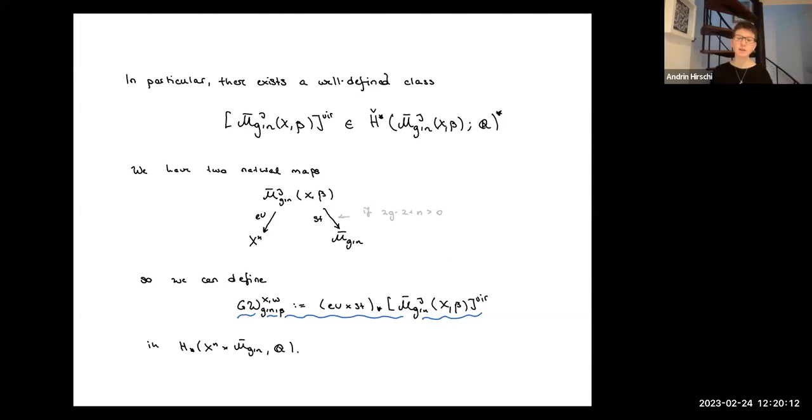Now, given these two pieces, we can define Gromov-Witten classes of X, where we also have to put in this omega, g, n and beta, to be the push-forward of the virtual fundamental class under the product of the evaluation and the stabilization map. And this will then define a homology class on X to the power of n cross the moduli space of stable curves, which is independent, by the last part of our theorem, of the choice of almost complex structure. Okay.